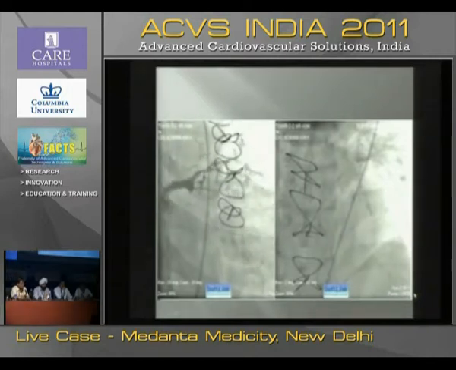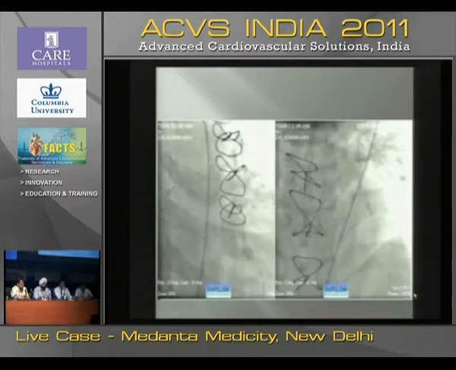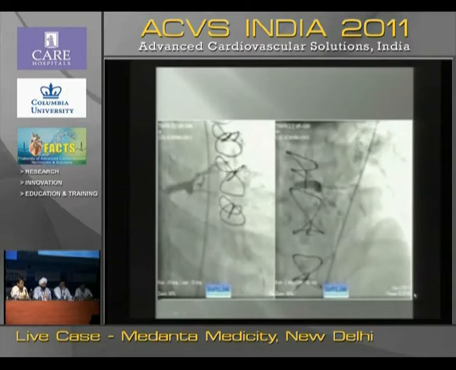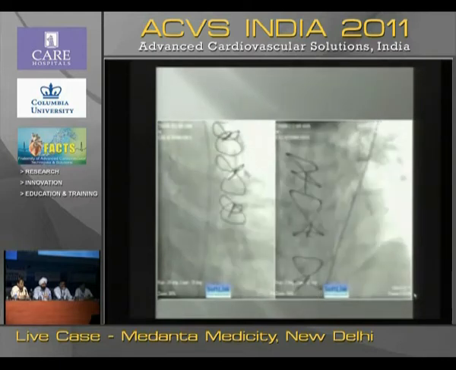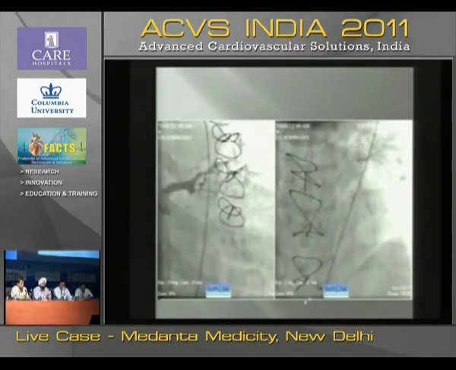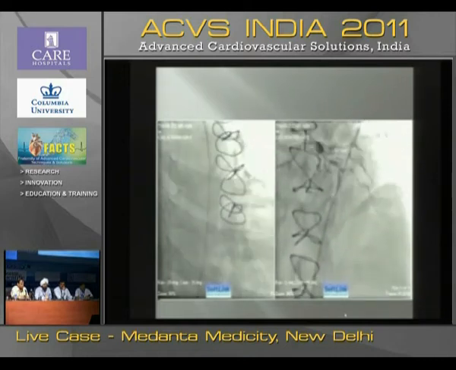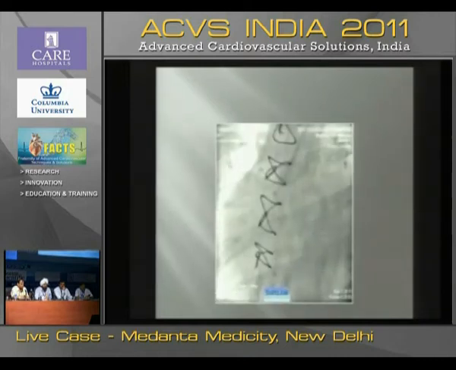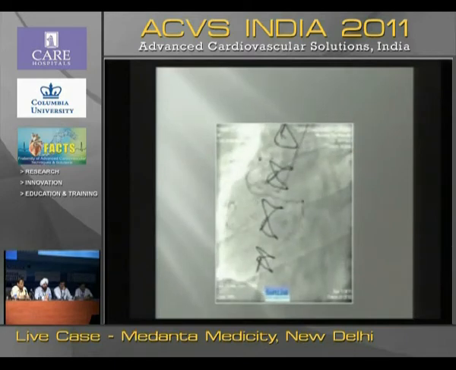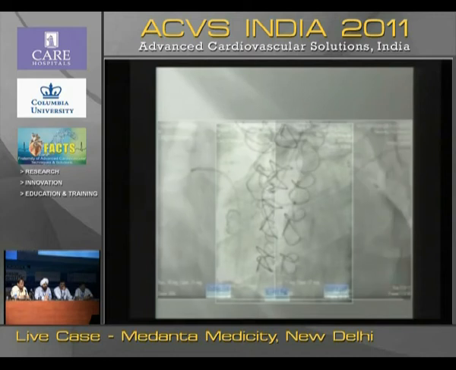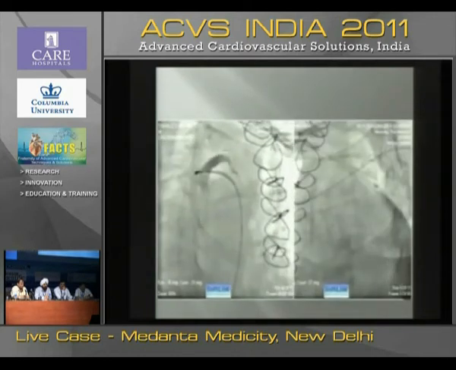As you can see, the circumflex is totally occluded, the LAD is occluded, native vessels. Next, please. Next slide. Here you see that the right artery is also 100% occluded. Next. So it's predominantly dependent on vein grafts.